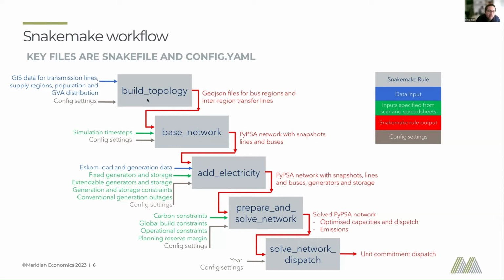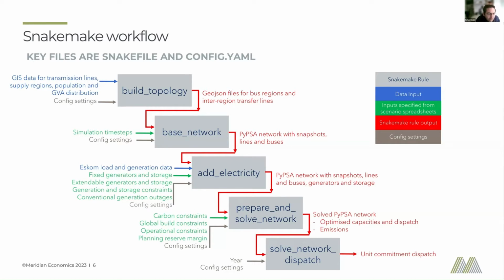Now that we know the lines and buses, the next step is to actually build a kind of wireframe PyPSA network. So we don't have any generators or storage yet, but we start to add in some of the simulation configuration settings. So for example, how many time steps, or basically how many simulation periods you want to run. And there are also some other configuration settings. And now we've got a PyPSA network. It's got snapshots. We've added the buses and some information about the buses. And we've also added the lines between the buses.